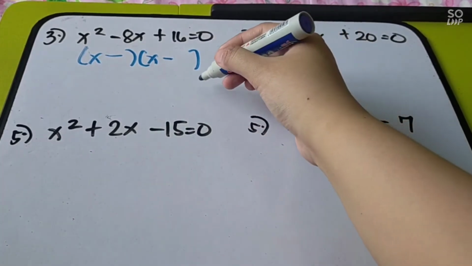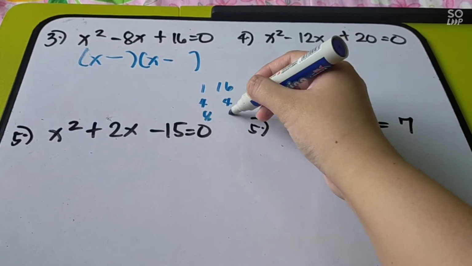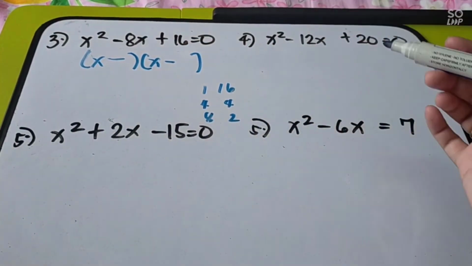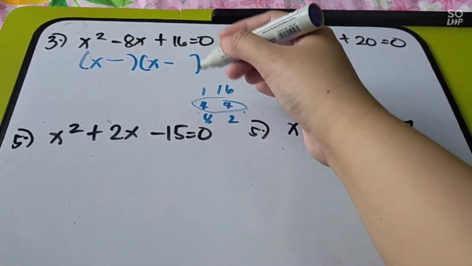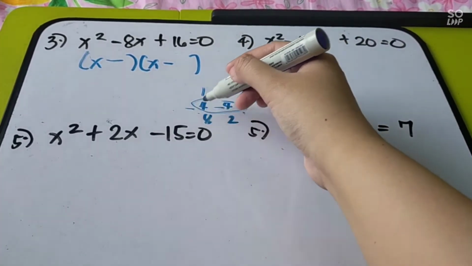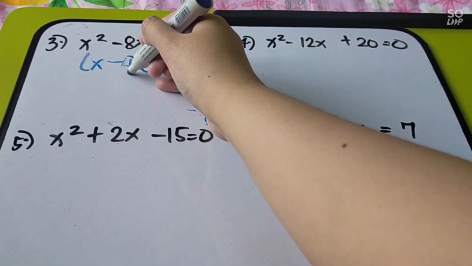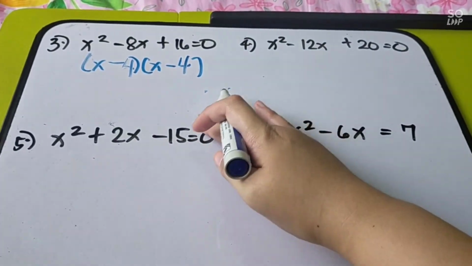Ang factors ni 16 ay 1 and 16. Ano pa? 4 and 4. Then, we have 8 and 2. Ano kaya dito pag gina-add mo, ang sagot ay 8? So, obviously, we have here 4. 4 plus 4, the answer is 8. Since negative, negative 4 minus 4, the answer is negative 8. Tama? So, we have here minus 4 minus 4. So, that is the factors of this one.